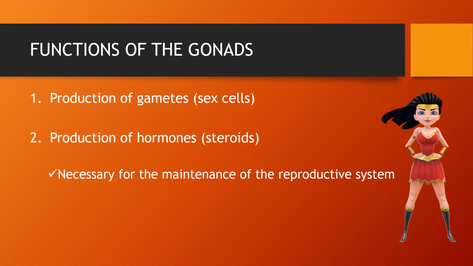Now, there are at least two functions of the gonads. One is the production of the gametes and the other is the production of hormones. The production of hormones is necessary for the maintenance of the reproductive system.